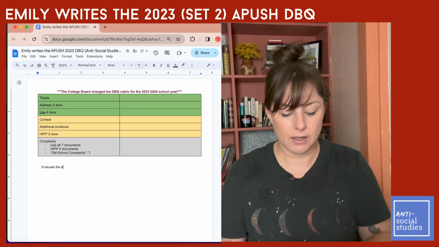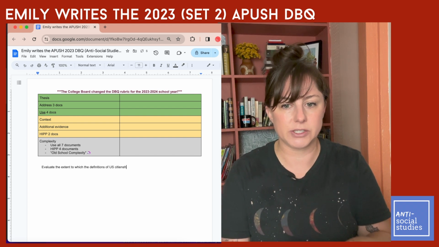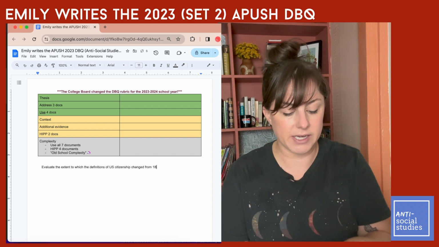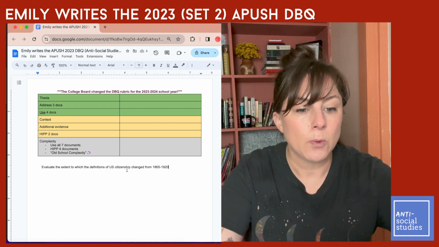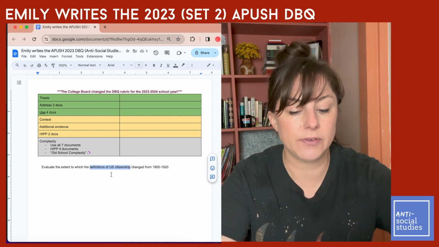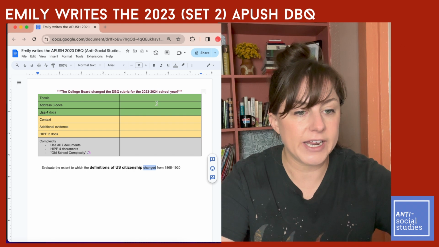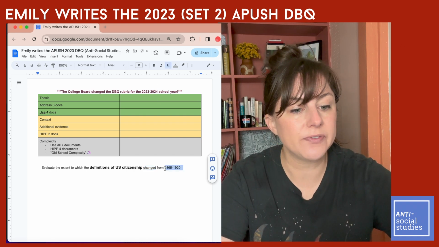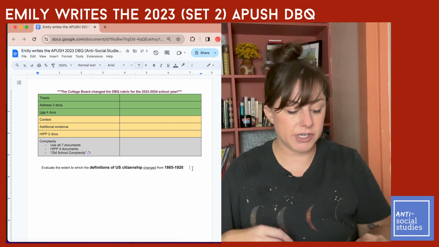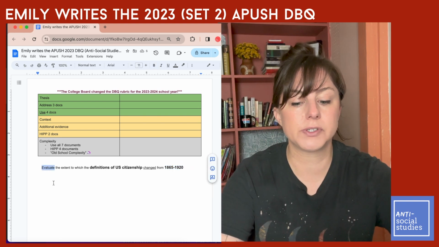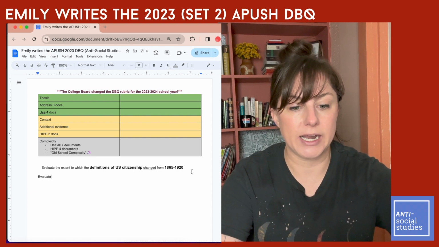So, evaluate the extent to which the definitions of U.S. citizenship changed from 1865 to 1920. And I'm going to even highlight, we're talking about definitions of U.S. citizenship. I'm going to make this one even bigger. We're looking at whether or not it changed. And we're specifically talking about 1865 to 1920. Again, in AP US history, dates are important. They're at least important so that you know what you can and can't include as evidence in an essay.